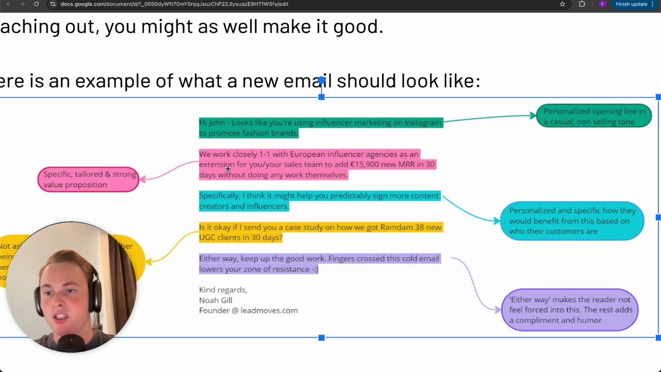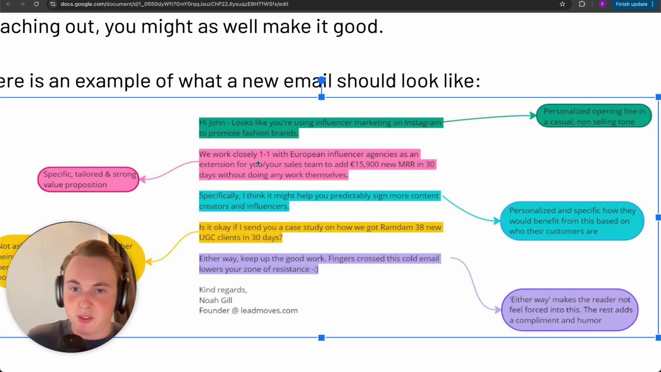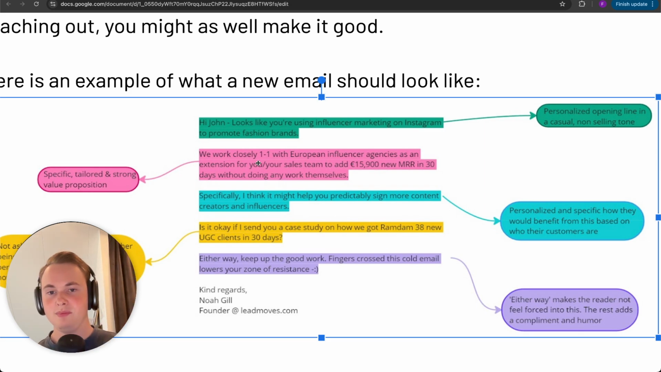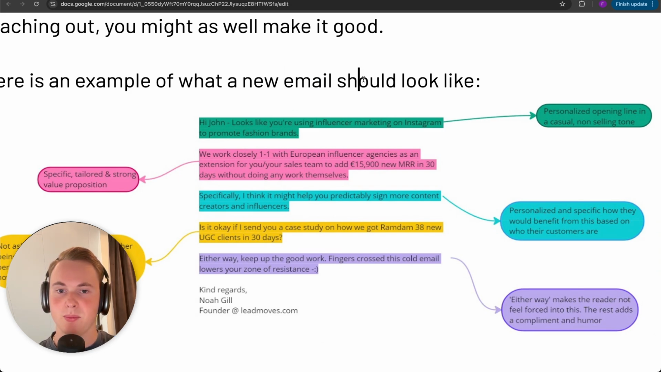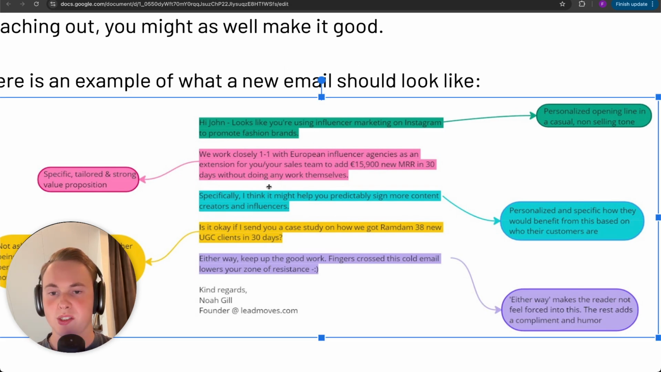This is super strong. It's specific. It's tailored, and it's very specific and personalized according to the company that we are reaching out to. And I've worked with other companies, so I actually know how it looks behind the scenes for a company, how they're doing their client acquisition. And I also have the specifically part right here. So specifically how I think I could help them.